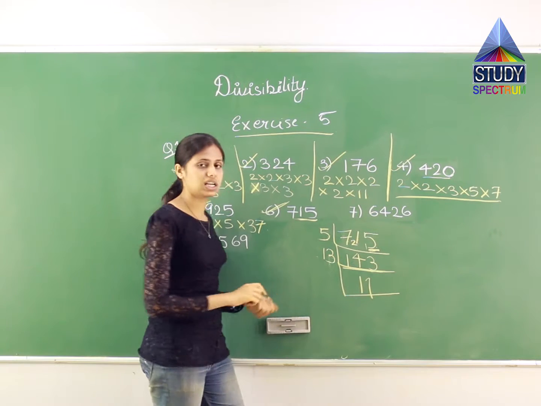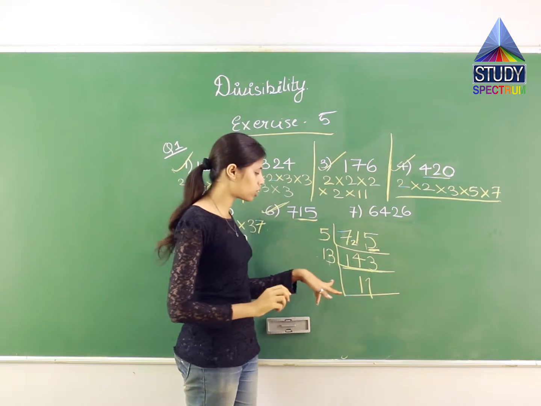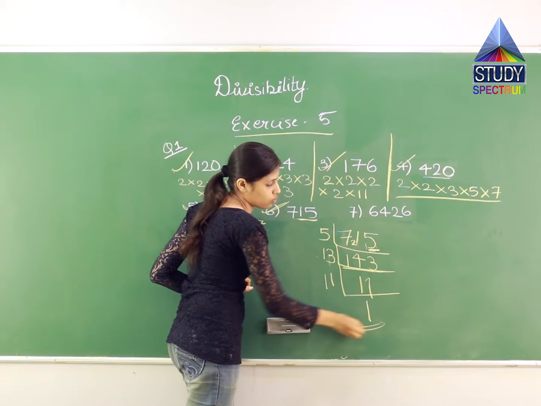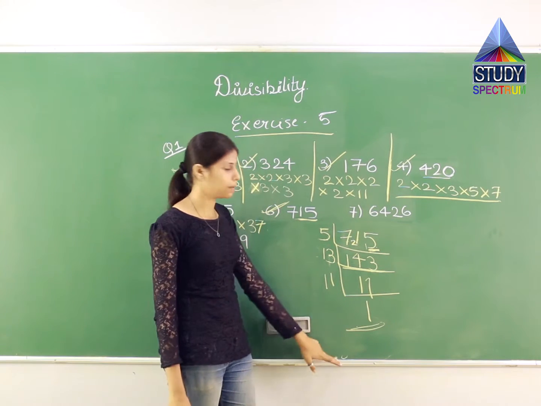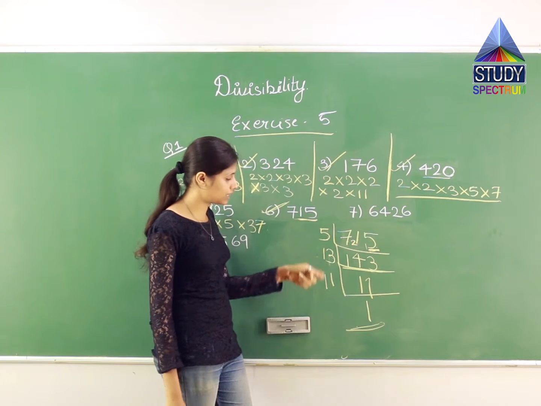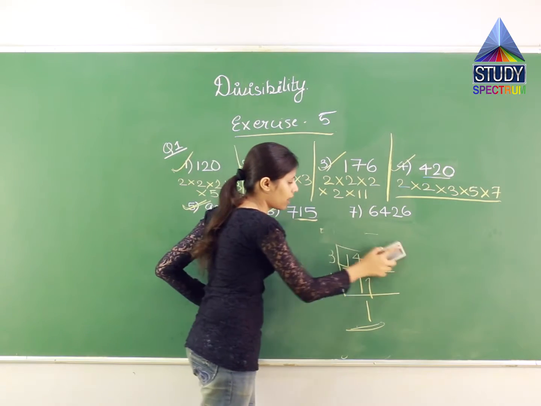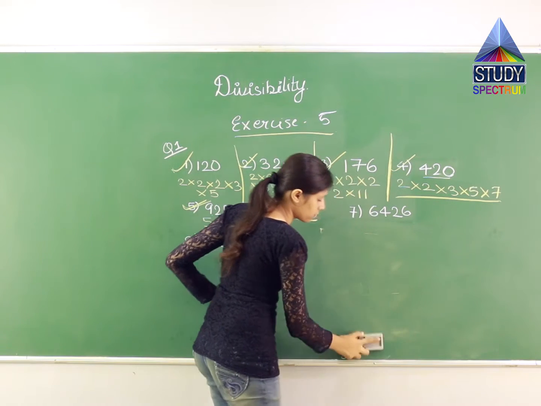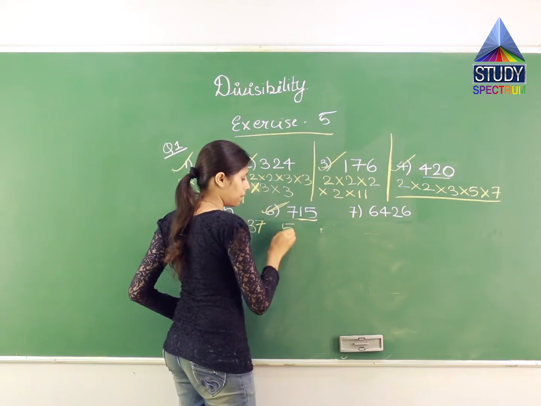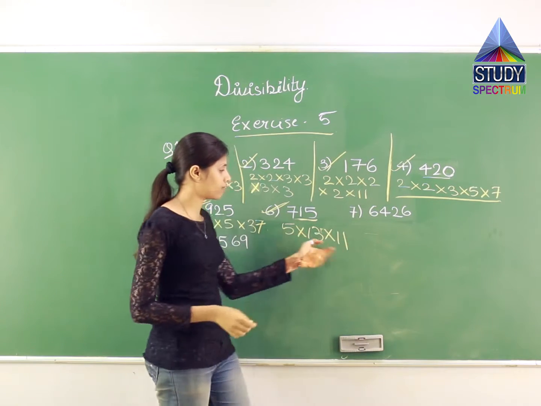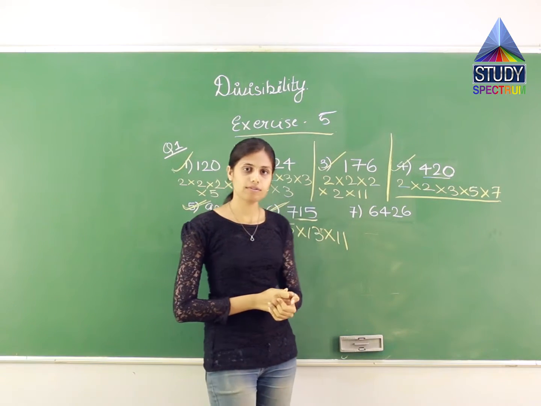A prime number can be divided by itself or by 1. 1 is not allowed, so I'll divide it by 11 itself. So I'll get 1 over here. That is what I want, right? 1 in the remainder. So 5, 13 and 11 are the factors for this number 715. So I'll write 5 multiplied by 13 multiplied by 11. So these are the factors for 715.